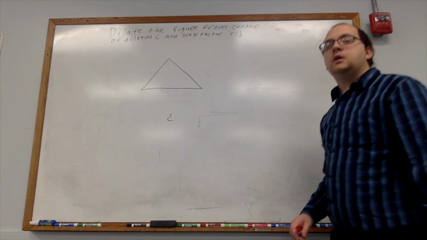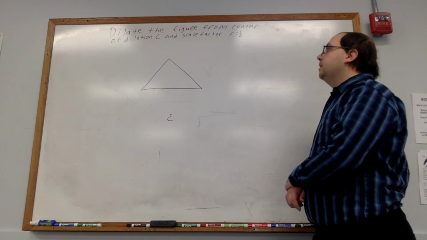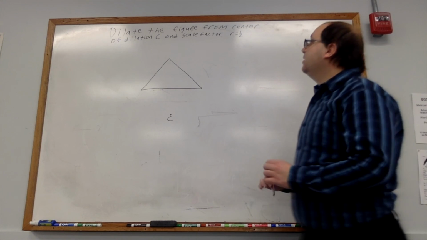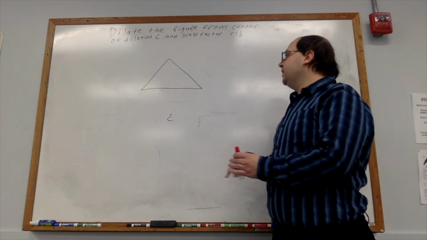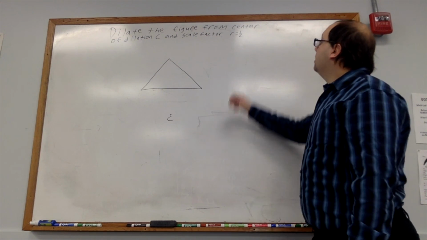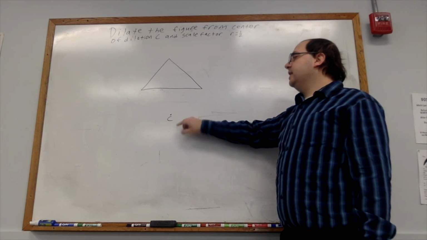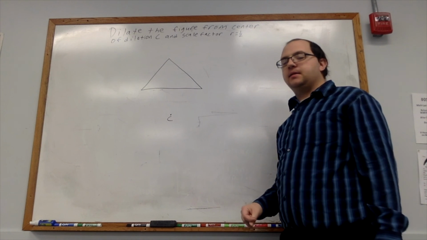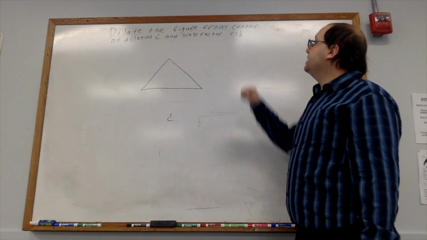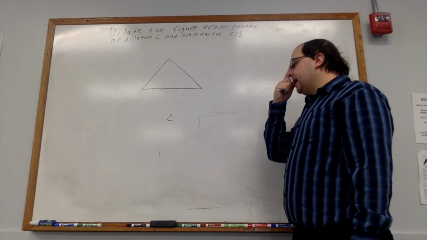Let's get started. All right, the first example is we want to dilate this triangle from a center of dilation C. The center of dilation is right here, it's C, and a scale factor of 1/2.